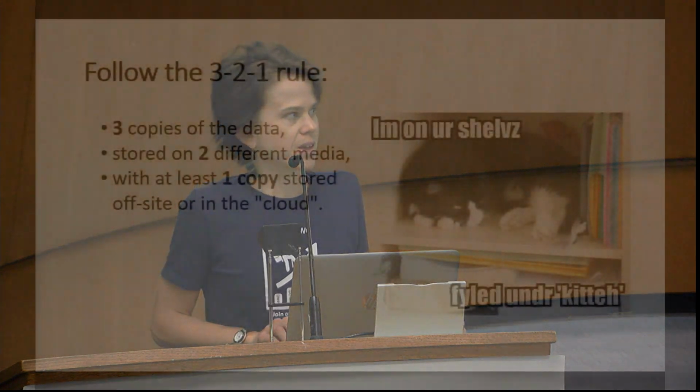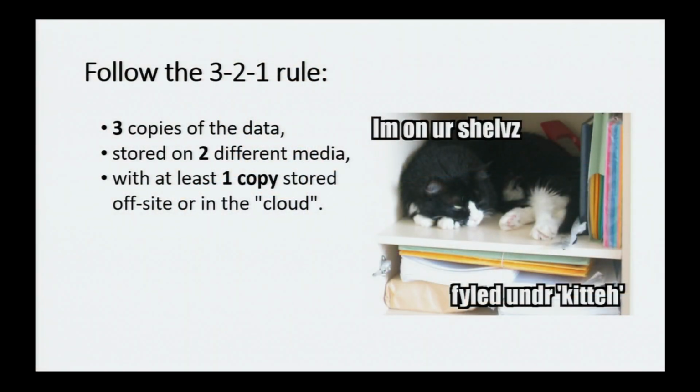So I like this little mnemonic. You should follow the 3-2-1 rule when archiving your data. You should have at least, in backing up, at least 3 copies of the data stored on 2 different media with at least 1 copy stored in a different location, which could be the cloud.